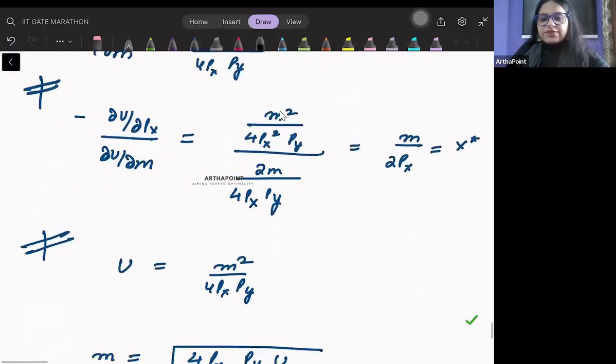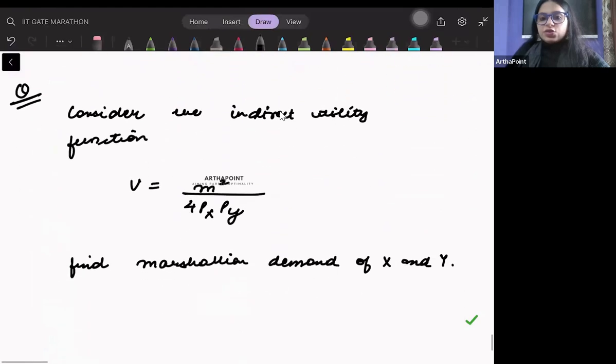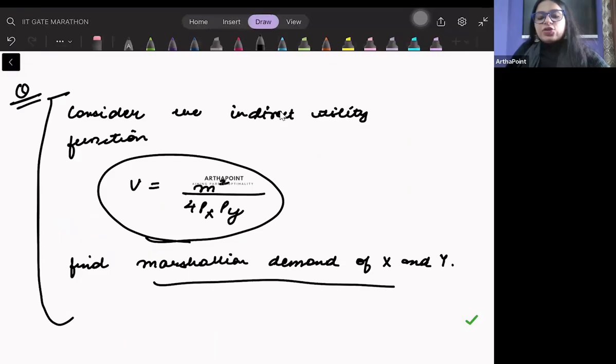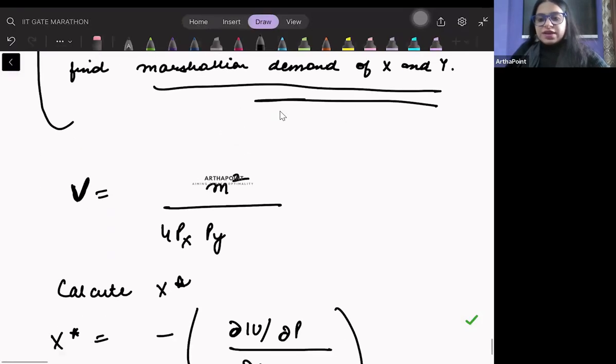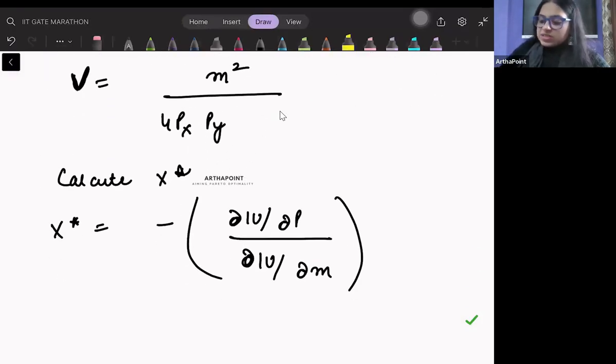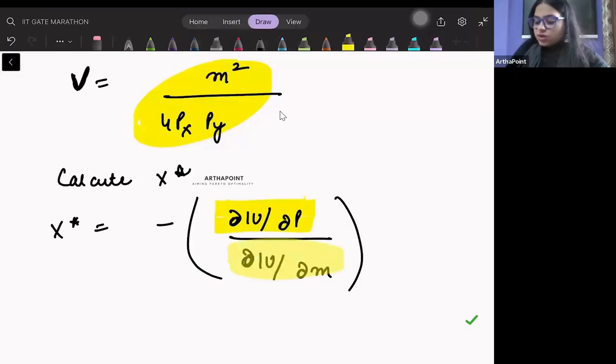This is exactly what I have given you as homework. I have given you an indirect utility function and you have to find the Marshallian demand of x and y. मतलब आपको एक बारी इस function को px से differentiate करना होगा और यहाँ पे लिखोगे. You have to differentiate with income, यहाँ लिखोगे. Put a negative sign and that will be the value of x star. And same for y, then you will replace it with py and income.